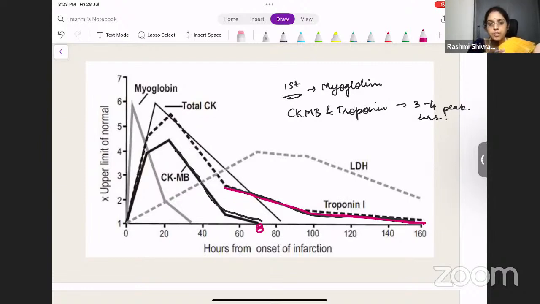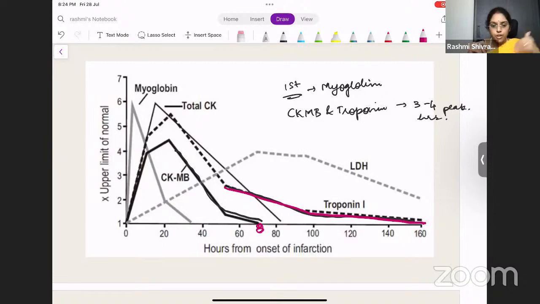You have admitted the patient and the patient has a second episode of ischemia. He says he's just having chest pain again. But you're not sure whether it is a STEMI again, whether it is an infarction again or not. So what will you do? That time you will do a CKMB level.